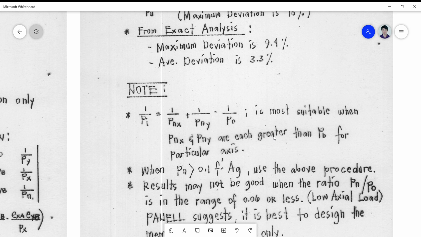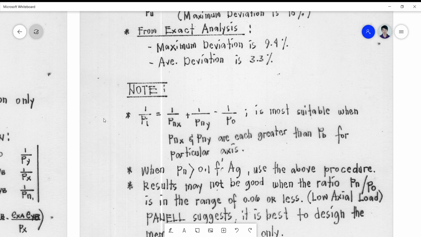So how great, how big, how small will depend on your experience, on the shape of the diagram itself. So I want you to really observe when you are designing columns to always plot the diagrams and make some generalization of what are the pros and cons of using Bressler.